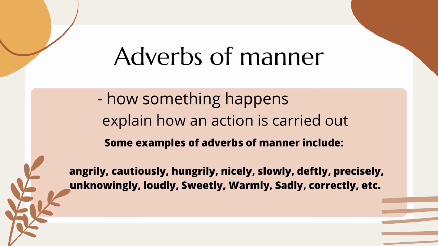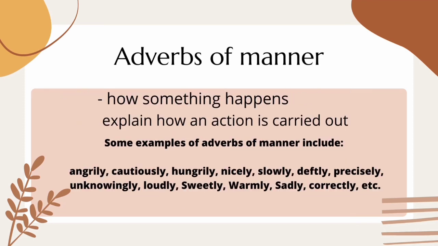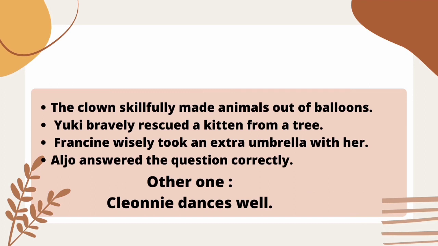Some examples of adverbs of manner include angrily, cautiously, hungrily, nicely, slowly, deftly, precisely, unknowingly, loudly, and etc. So, adverbs of manner used in a sentence. Example, the clown skillfully made animals out of balloons. Another, Yuki bravely rescued a kitten from a tree. Francine wisely took an extra umbrella with her. Another, Aljo answered the question correctly.